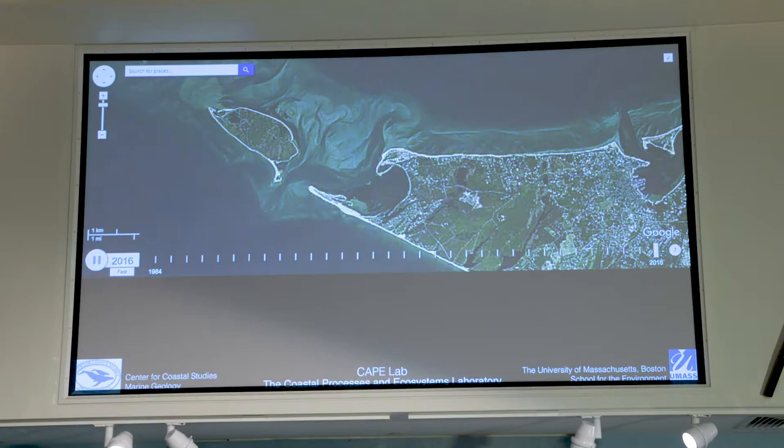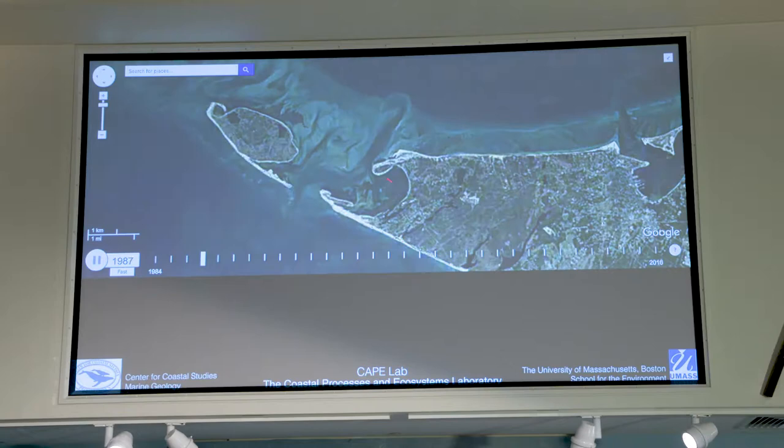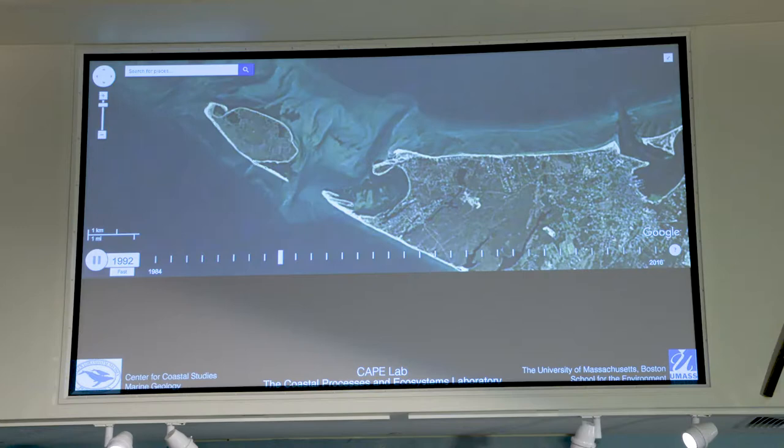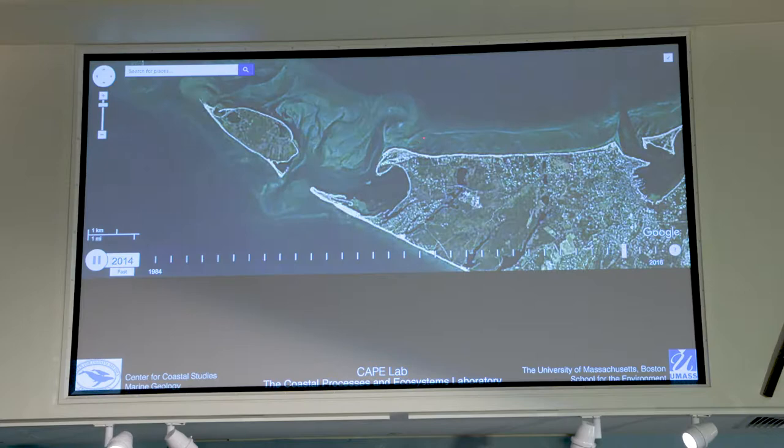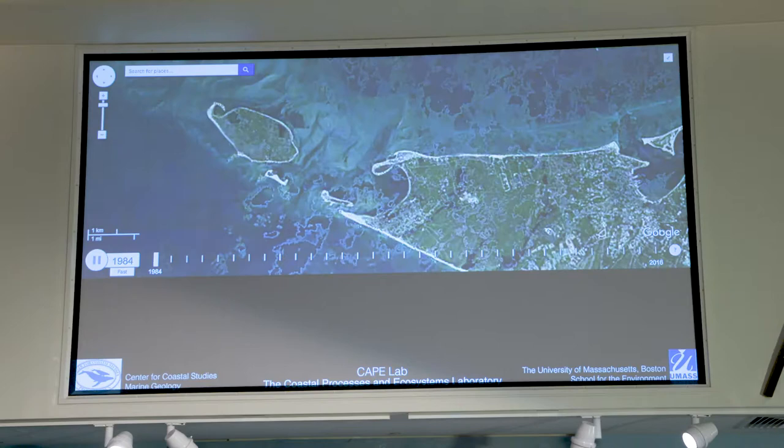Look at how dynamic. We're looking at Nantucket, obviously the western part of the island. Look at all the sand moving around. This is one picture every year from 1984 to 2016. And you can go all throughout the island and look at this stuff. It's phenomenal to look at where this area right in here. Sand's moving in this direction, right? Look at that. Sand's moving in that direction. What's going on over here? Sand's moving in this direction. Uh-oh. What's happening in the middle?